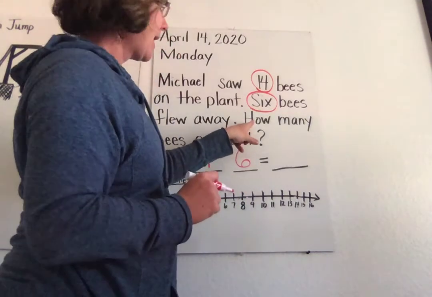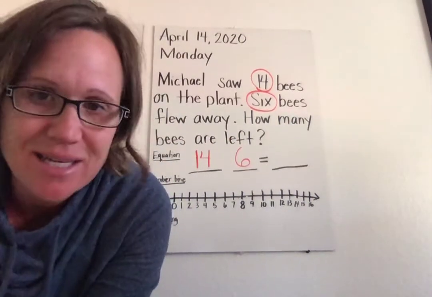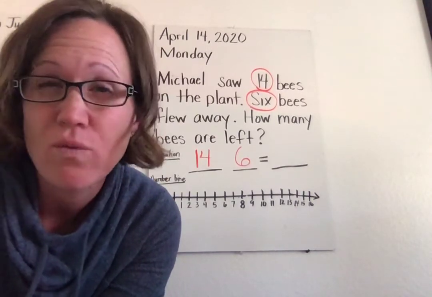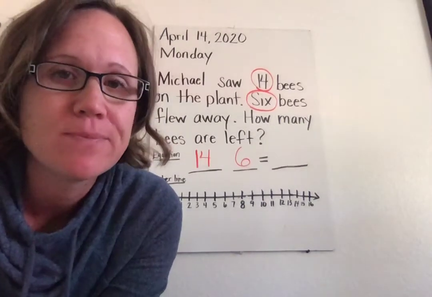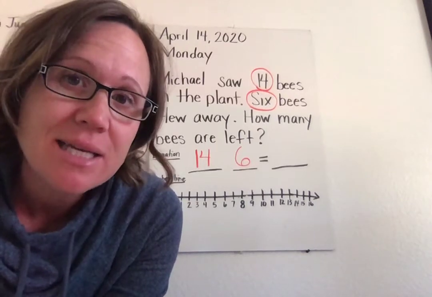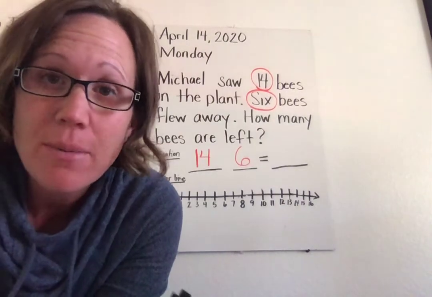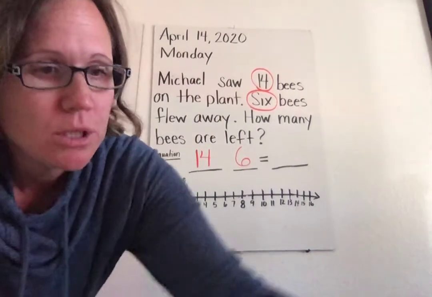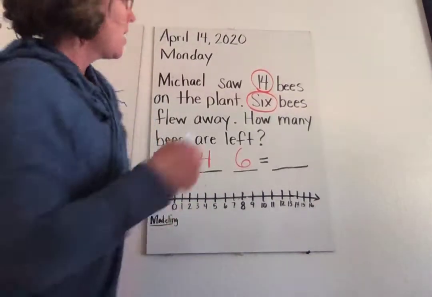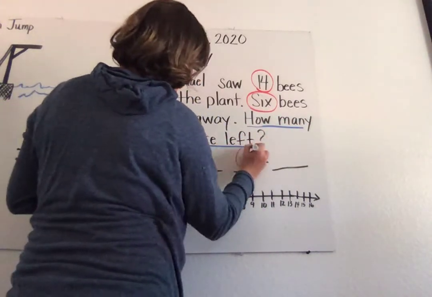Now the last sentence says, how many bees are left? What is it asking us? Is it asking us about the plant? Is it asking us about the sun? Maybe the rain? What is it asking us? Let's think about it. I think you guys are probably right. It is asking us about the bees. How many bees are left? How many bees are left on the plant? So what I'm going to do is take an empty color. That's the little jiggly noise that you hear. And the question is, how many bees are left?